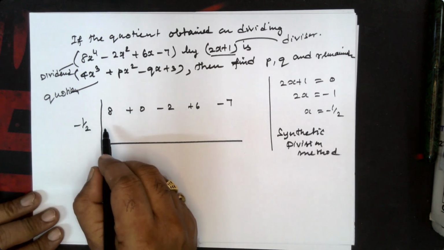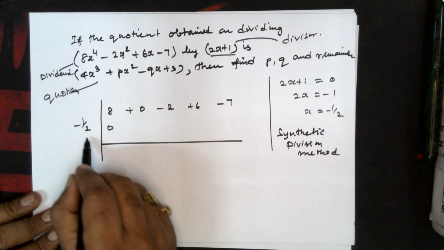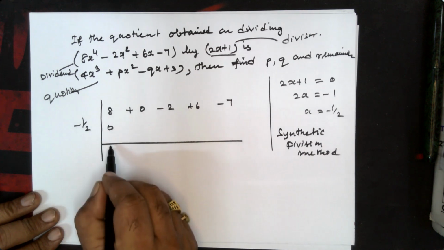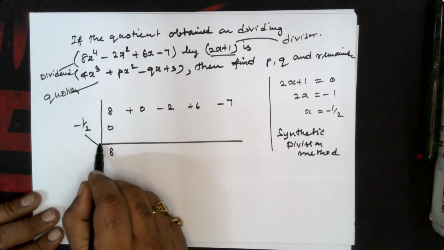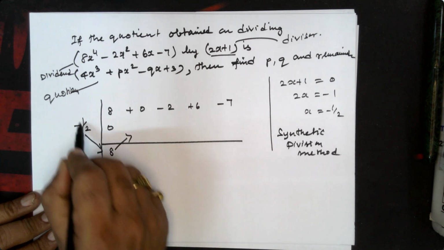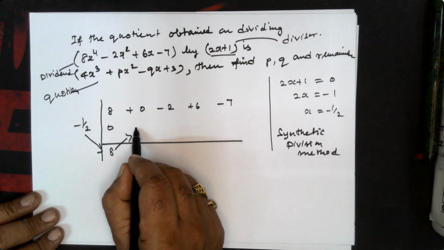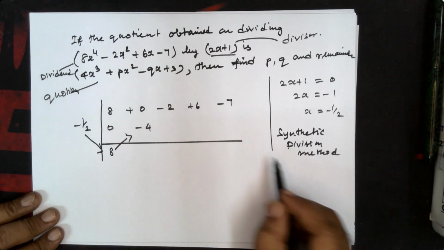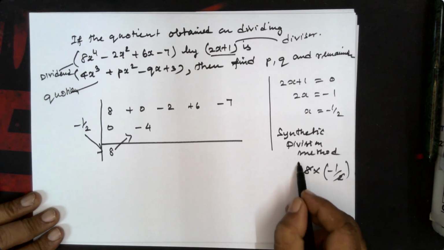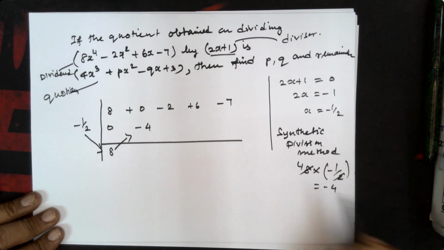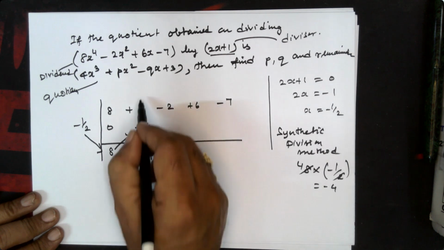Now start with 0. So 8, you write the same 8. Then you have to multiply this. So 8 into minus half, how much? Minus 4. 8 into minus 1 by 2 means 4 times, so 4 into minus 1, minus 4. So put minus 4, then add these two.